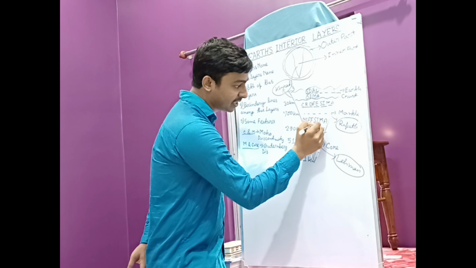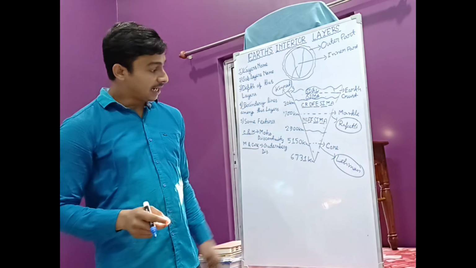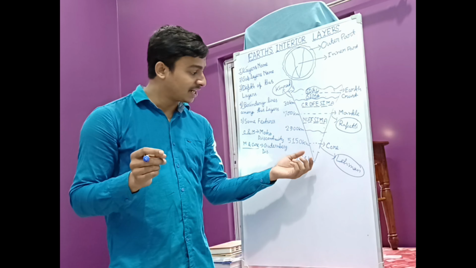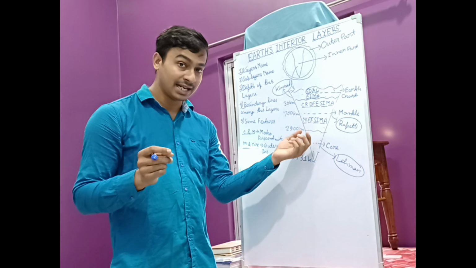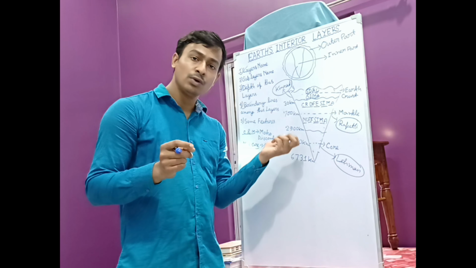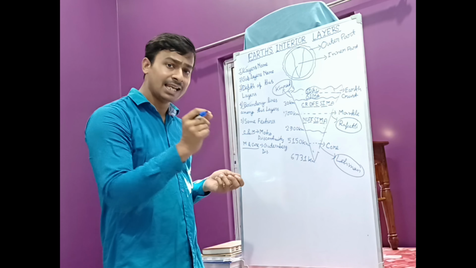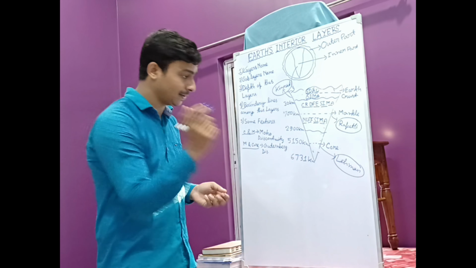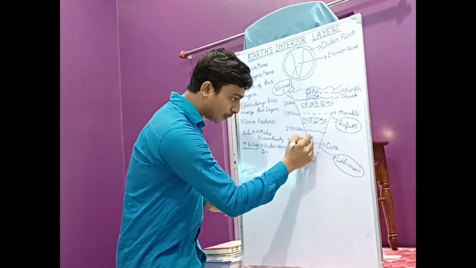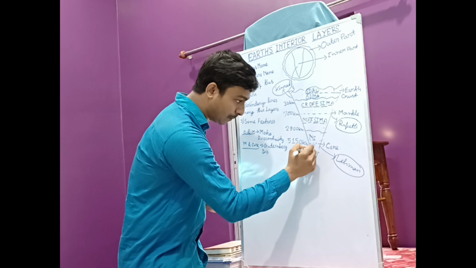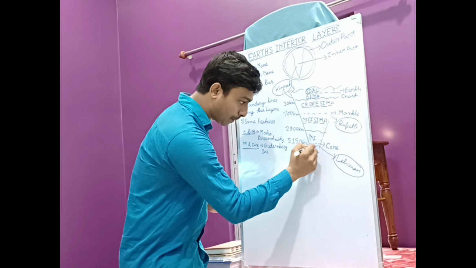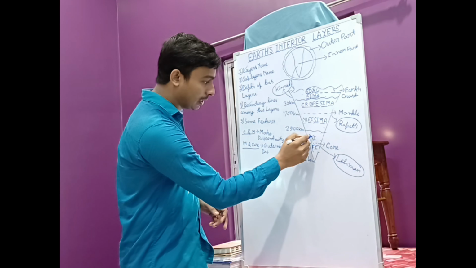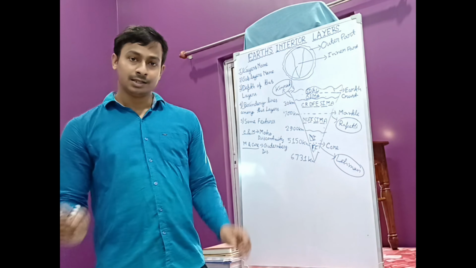Nickel, ferrous, silica, magnesium. And last, main part, core part is divided into outer core and inner core. These two layers are composed of nickel and ferrous. So these two layers are both named Nife. Nickel and ferrous.